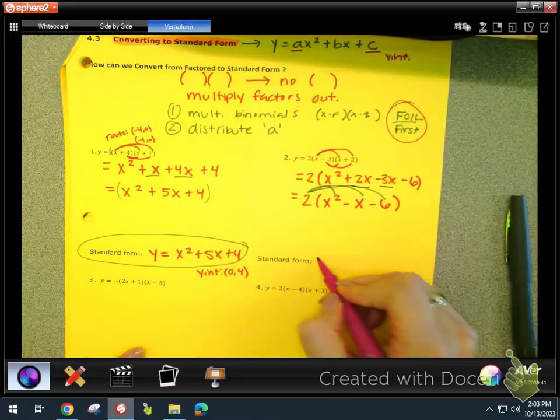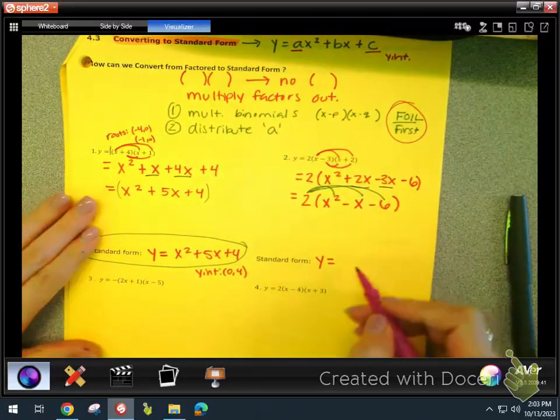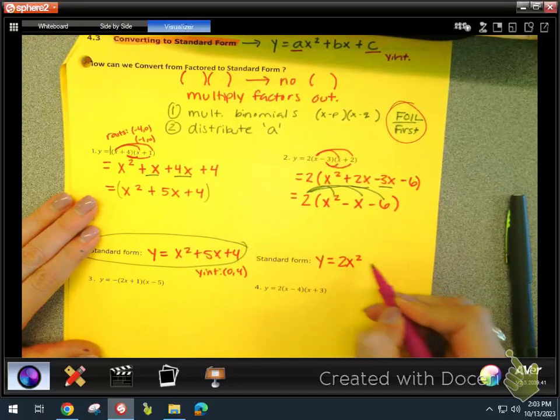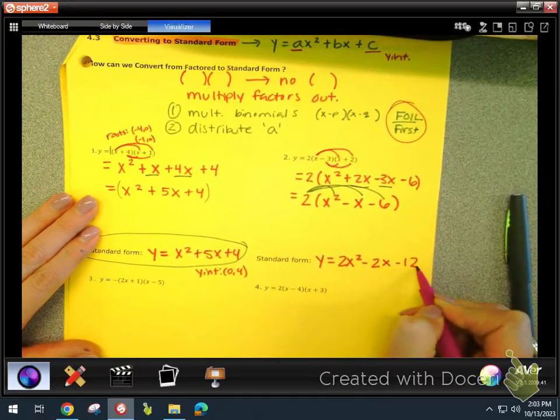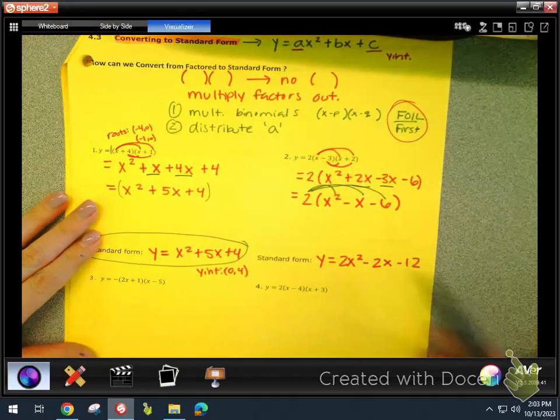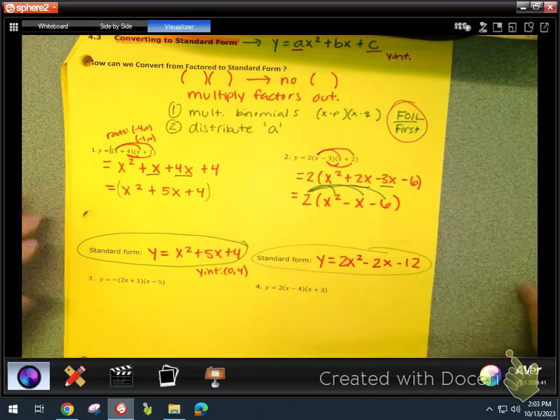So what is my standard form here? 2x squared minus 2x minus 12. So what's your y-intercept? Negative 12. 0, negative 12. Okay? All right.